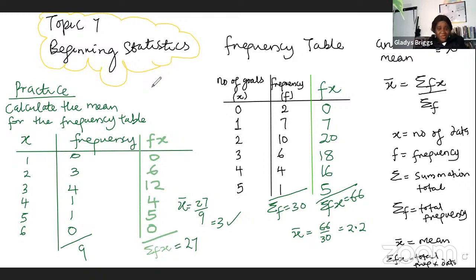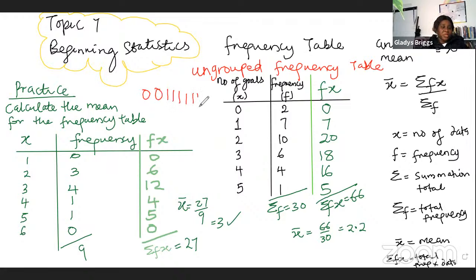Okay, so let's have a look at another type of problem. This type of frequency table is an ungrouped frequency table. With this one, maybe you have a number of goals. You have 0 goals. The people that scored 0 goals is 2, so 0, 0. 1 is 1, 1, 1, 1, 1, 1, 1, seven of them. And 2 would be 2, 2, 2, 2, 2, up to 10 of them. And 3 would be 3, 3, 3, 3, 3, 3, and so on. So that's what you have with these ones.